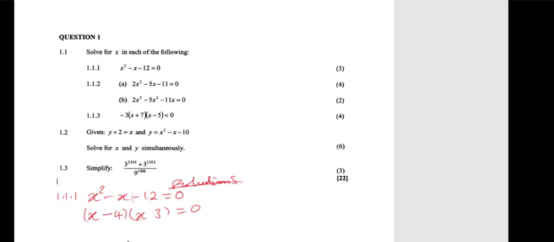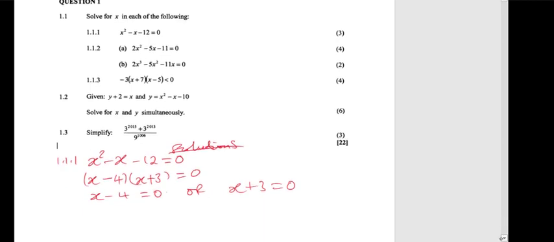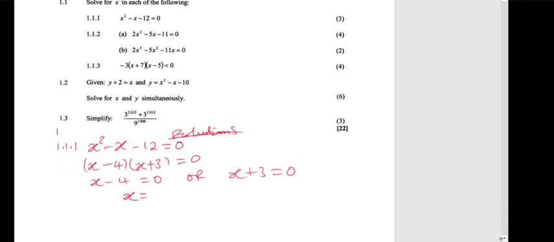Then the signs must be different. The first one is negative and the next must be positive. So x minus 4 equals 0 or x plus 3 equals 0. So x equals 4 or x equals negative 3.